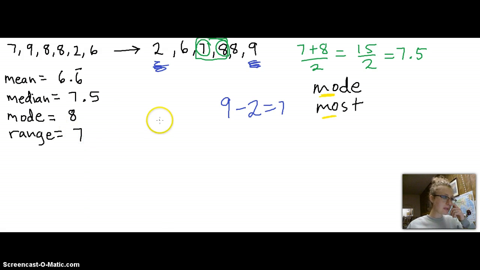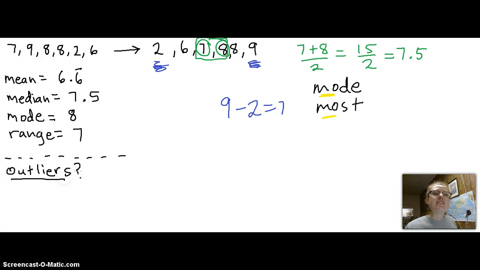Okay. Now, the one other thing I'm going to include here is the presence of any outliers. You can think of outliers as like outcasts. They're different than the rest of the group. They're outliers. Sort of like the Hunchback of Notre Dame. He would have been an outcast or an outlier, if he was a number.